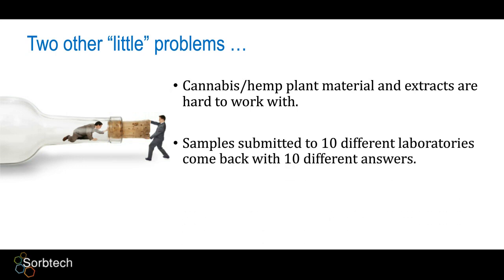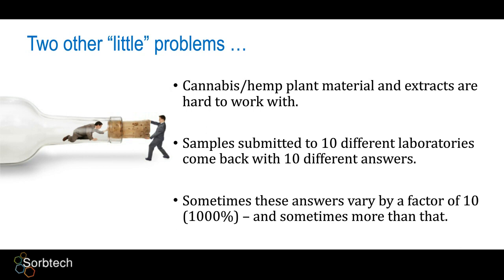The matrix is a difficult one by comparison with other matrices, and samples submitted to 10 different laboratories often come back with 10 different answers, and sometimes these answers vary by a factor of 10, 1,000%, and sometimes even more than that. I know because we've done it. We've had samples tested. Sometimes we'll spike stuff with 5 ppm, and it'll come back sometimes with 2 ppm and sometimes with 75. It means they're not always reliable, and it's because their methodology is not completely standardized and it's not up to point.